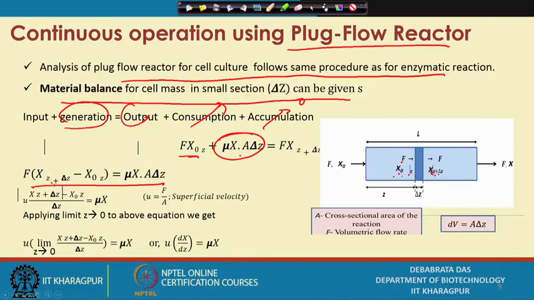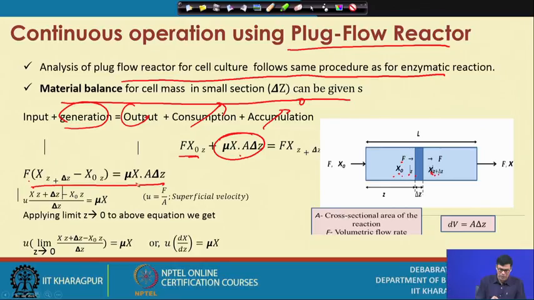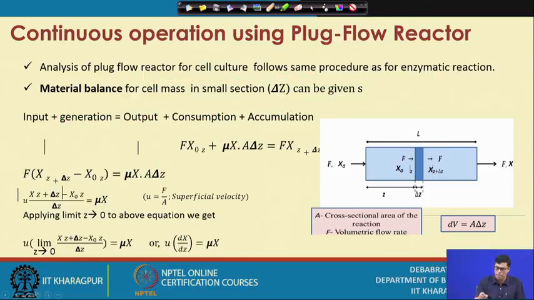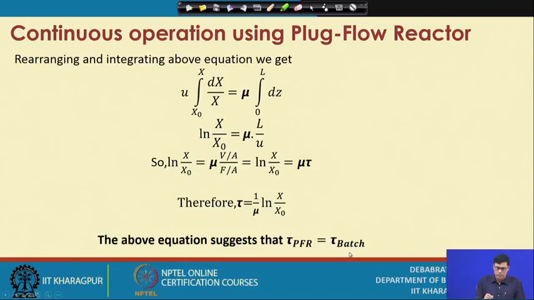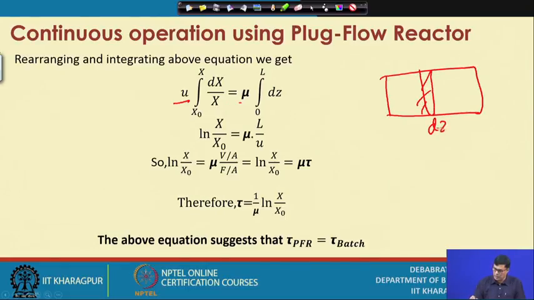Then we can write this equation in this form: F into x at z plus delta z minus x at z, equal to mu x times A delta z, where F divided by A, the cross sectional area, gives the velocity. Now, if delta z tends to 0, then we can write u dx by dz equal to mu into x. If you do the integration, dx by x equals mu over u times dz. So, this is the reactor that we have. We take a strip here of length dz. Now, we integrate it from 0 to L.